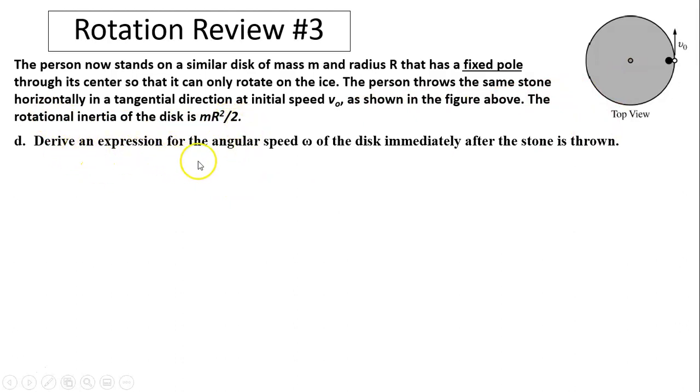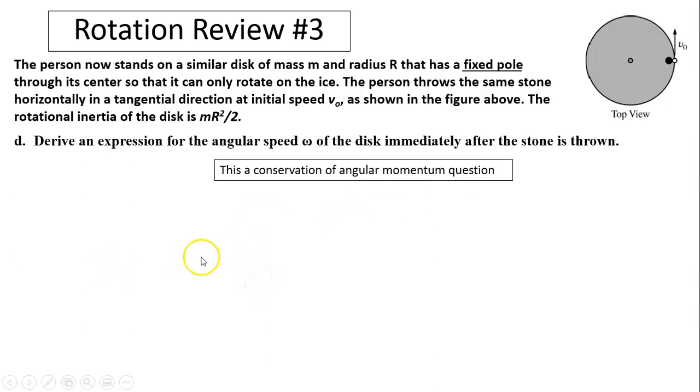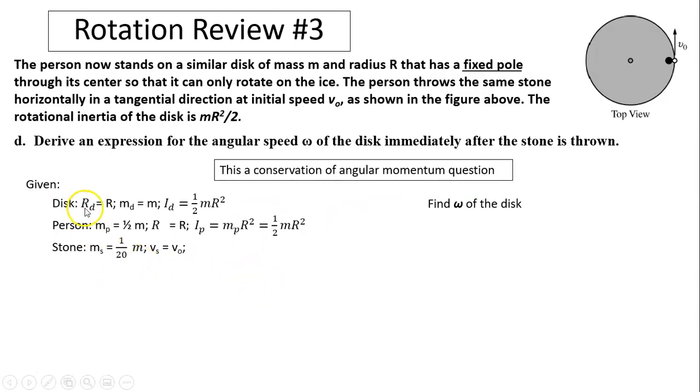You are asked to derive an expression for the angular speed omega of the disk immediately after the stone is thrown. Since the stone has no translational motion, and we know there is no net torque from outside, the only torque or net force is between the stone and the person-disk. So we know angular momentum has to be conserved. Angular momentum, let's take a look.